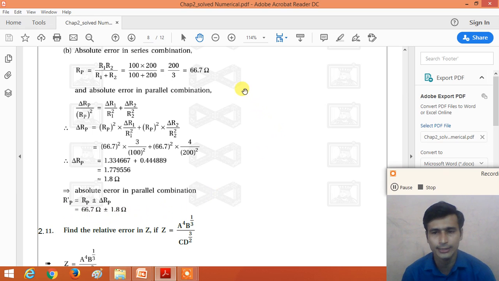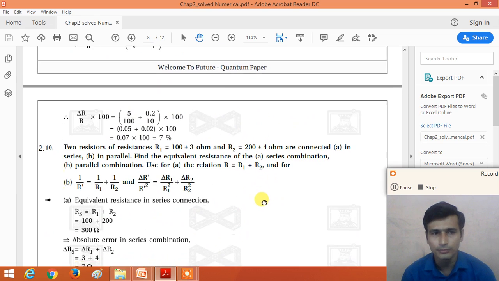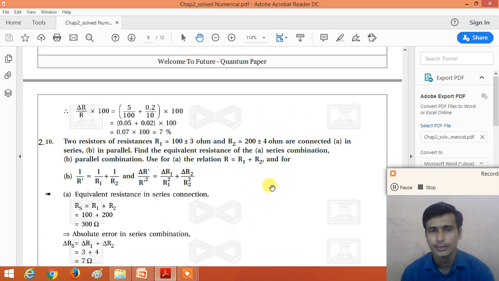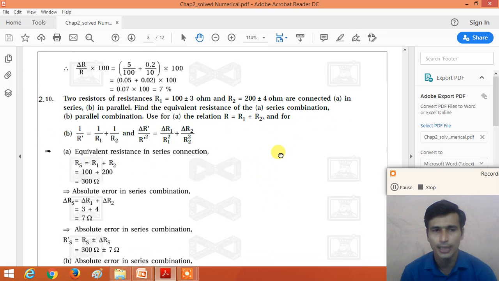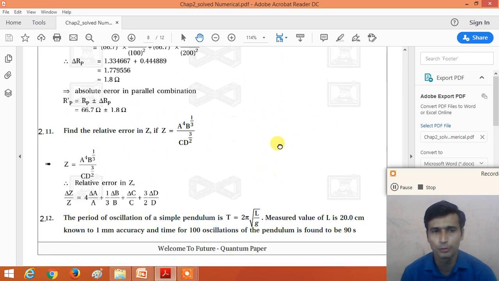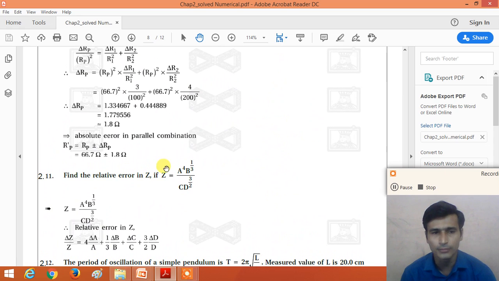So understand this example number 2.10, right? We find the equivalent resistance in the series combination as well as the equivalent resistance in the parallel combination, and the absolute error in the series combination as well as the absolute error in the parallel combination. Now, example number 2.11, right?